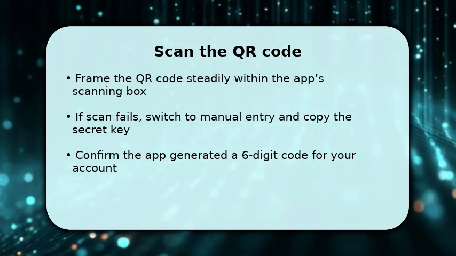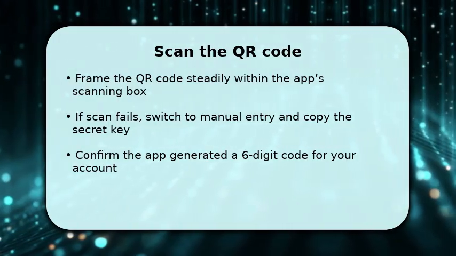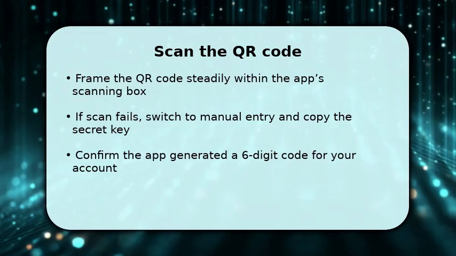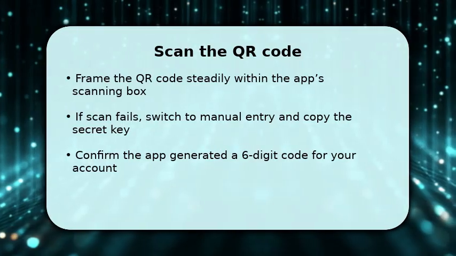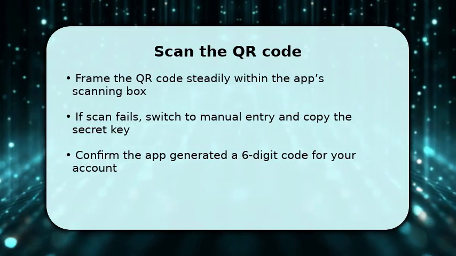Once the account appears in Authenticator, you'll see a 6-digit rotating code. Make sure the code label matches the account you just secured. This step creates the time-based token that links your phone to the account.